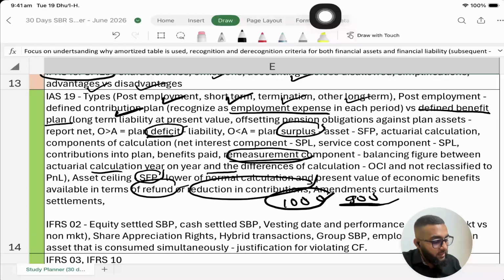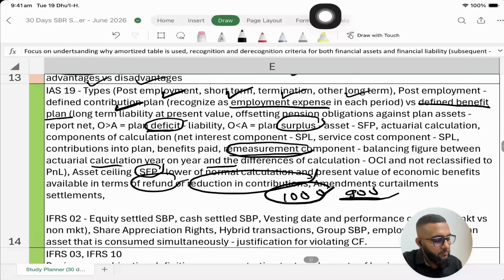And then amendments, curtailments, and settlements. How are you going to deal with amendments, curtailments, and settlements? You will have to know it as well. So when you are revising IAS 19, pay close attention to the areas that I mentioned here.